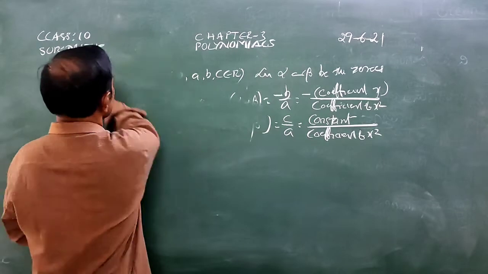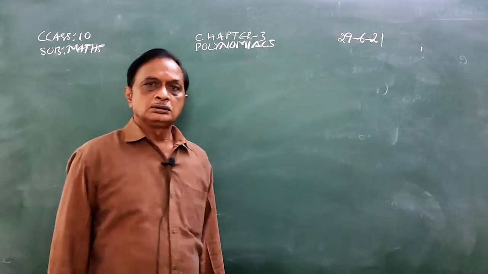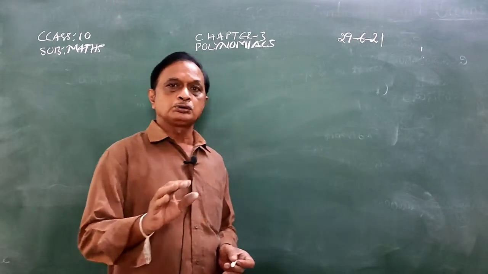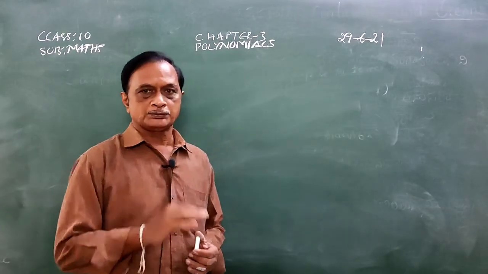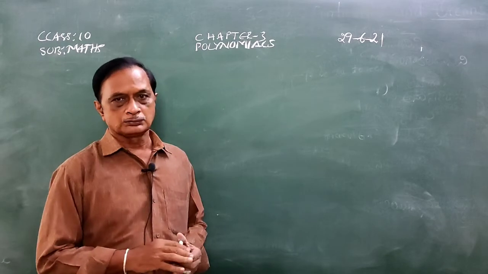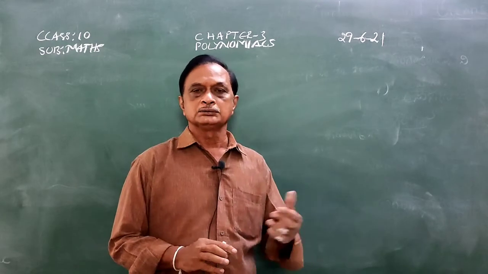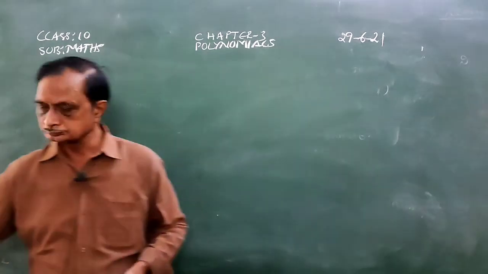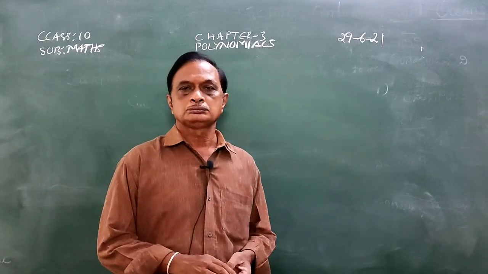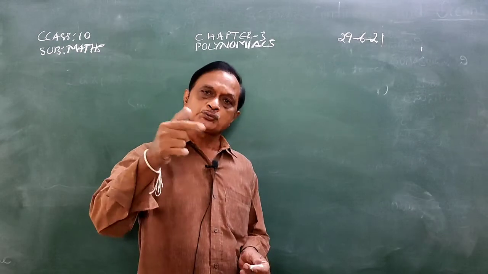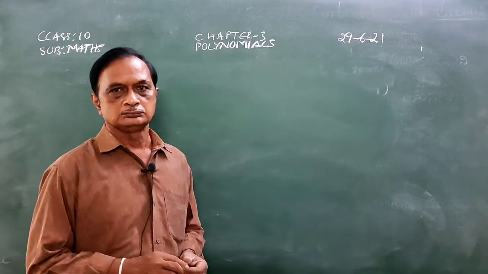Now we take another concept. When we know the quadratic polynomial, we are able to find its zeros. Given the quadratic polynomial ax square plus bx plus c, we can find the zeros. In some cases it may not be possible to find the zeros, so we will deal with that later. Now, given the zeros of a quadratic polynomial, how do you find the quadratic polynomial? That is our present question.